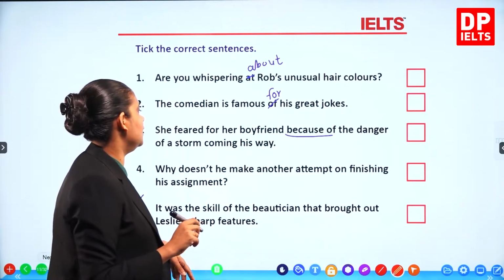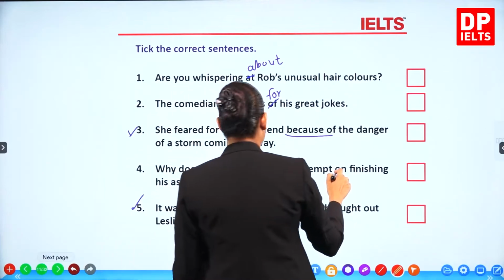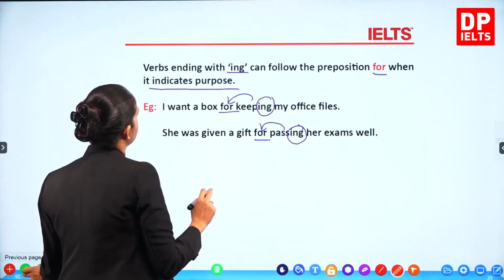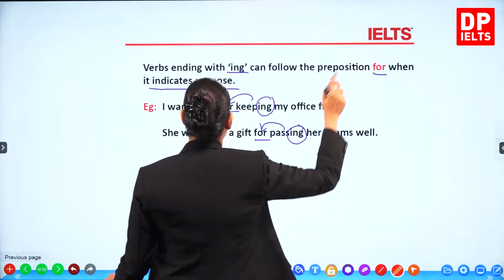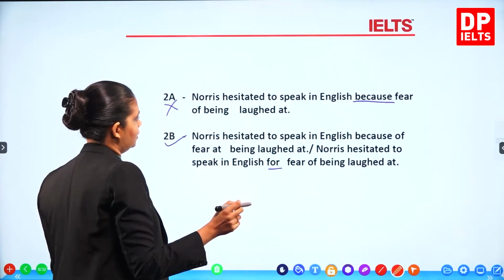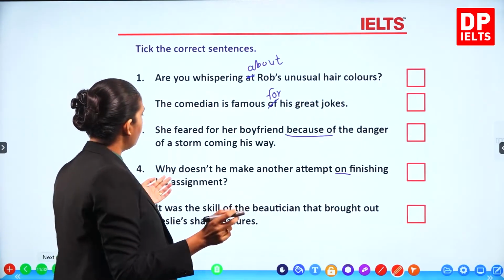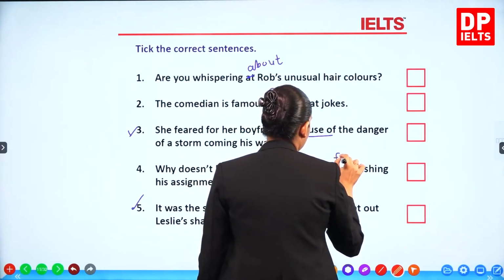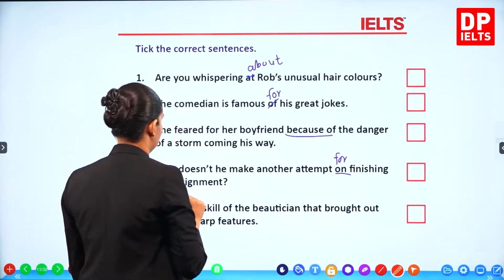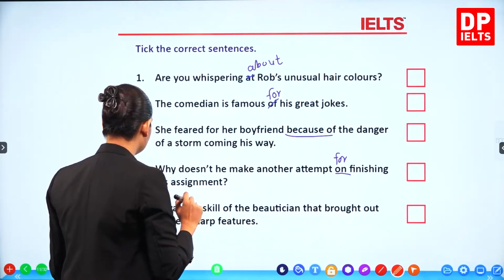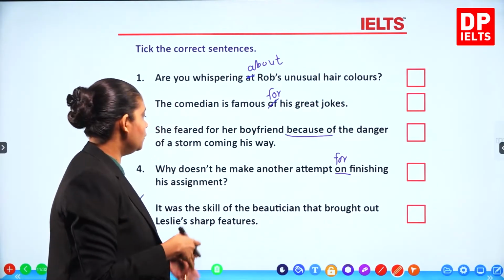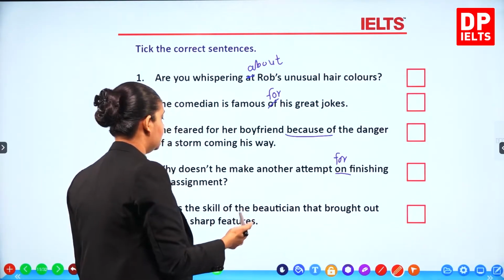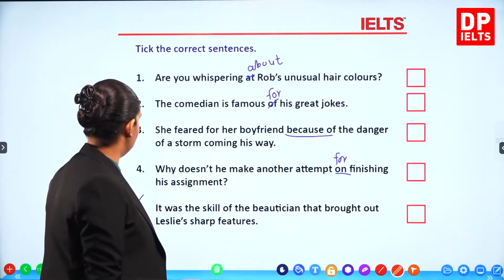Why doesn't he make another attempt on finishing his assignment? Now let's see, if there is ing, you have to use for. Now let's see if that is coming there. Okay. Why doesn't he make another attempt for finishing his assignment? For finishing his assignment. So that's wrong. Okay. It was a skill of the beautician that brought out Leslie. I think that is fine as well. It is a skill of the beautician. Perfectly fine.